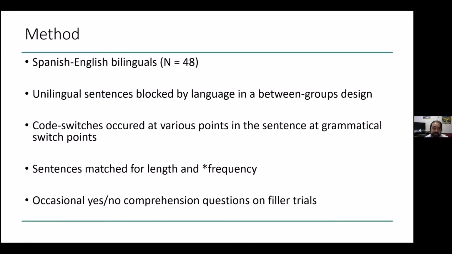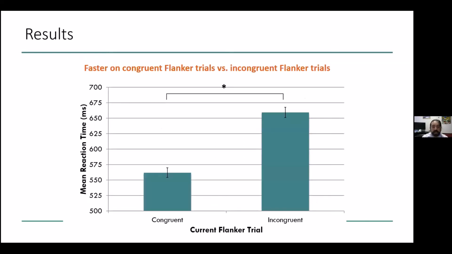Here we tested 48 Spanish-English bilinguals. The unilingual sentences were blocked by language in a between-group design. So in other words, they either saw English sentences or Spanish unilingual sentences, but between groups. And the code switches occurred at various points in the sentence at what have been considered grammatical switch points. And we did control for a series of lexical variables, and we did have comprehension questions to make sure that they were paying attention. And just as a sort of sanity check, we see that the reaction time to flanker trials does confirm this flanker effect.